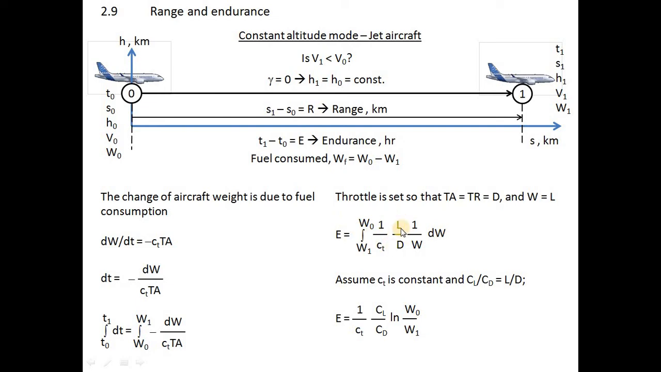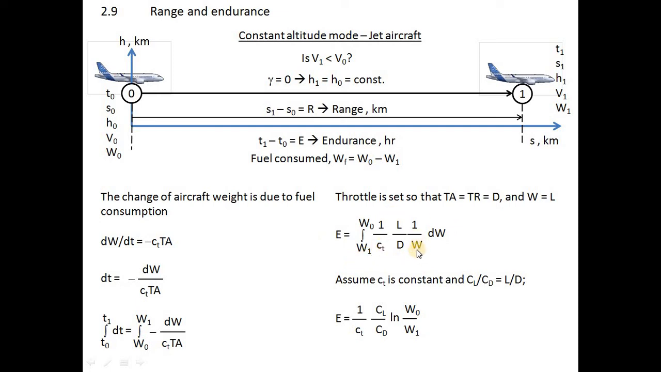So this equation then will become this. Where you get this is 1 over thrust available. So 1 over thrust available equals drag, weight equals lift, and now it becomes this. You do this integration. Now assume that CT is constant, and CL over CD is the lift to drag ratio. So based on this, it is constant.